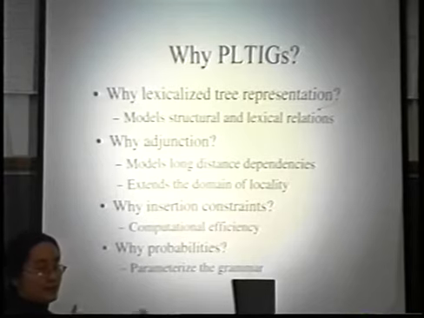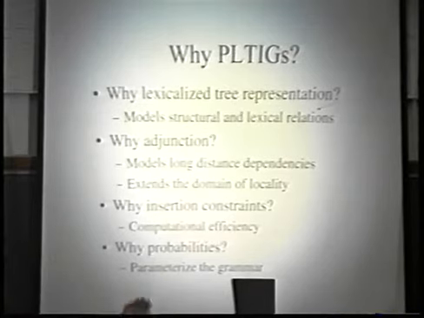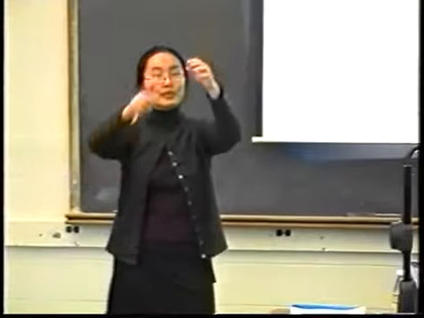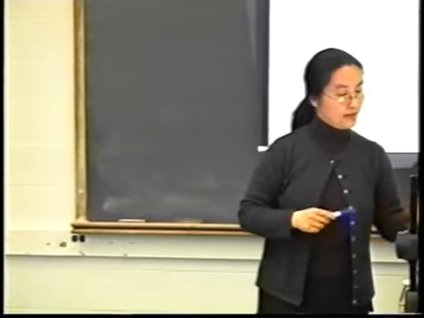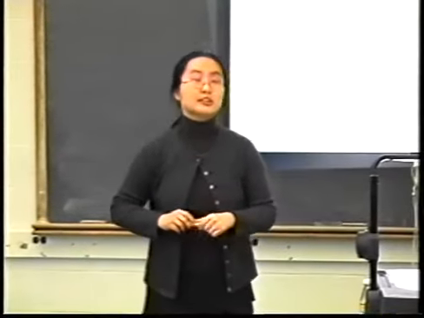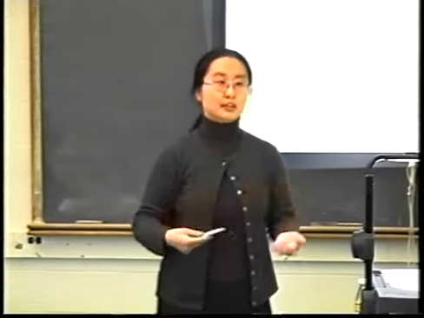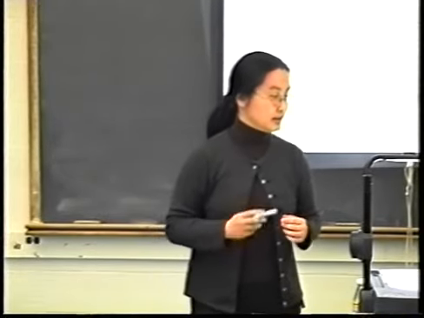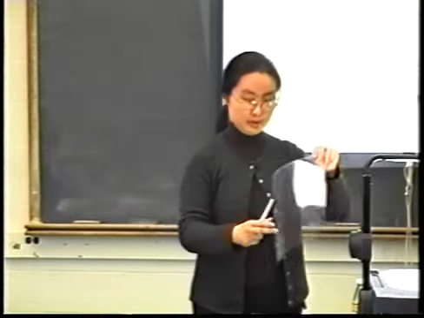And moreover, it extends the domain of locality. In other words, if I have a verb and its object is several words down, I can still relate them and therefore extend the sphere of influence of the VP node with all the stuff that could also modify the object or modify the head verb. And second to finally, the insertion constraint keeps the expressive power efficient so that we can actually implement this and run it and have some practical applications. And finally, the probabilities allow us to make the training more automated so that we can learn the grammar automatically.